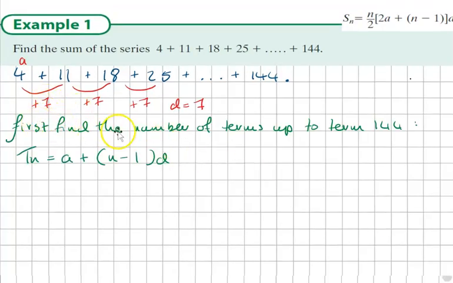So first, we're going to find the number of terms up to 144 using the nth term formula. So the nth term formula is Tn equals A plus n minus 1 times D. And once we have the number of terms, we can then sub A, D, and n into the series formula. So this formula up in the top right-hand corner is the series formula.